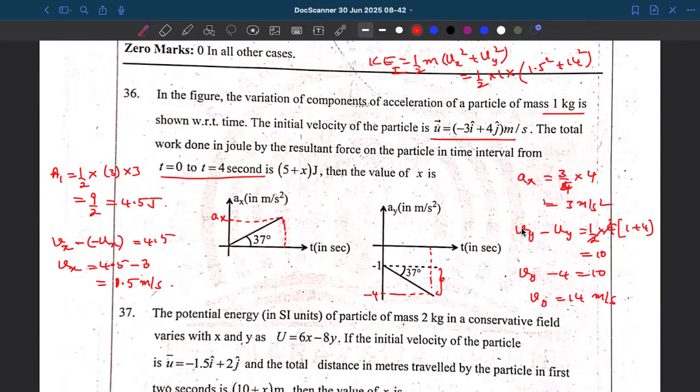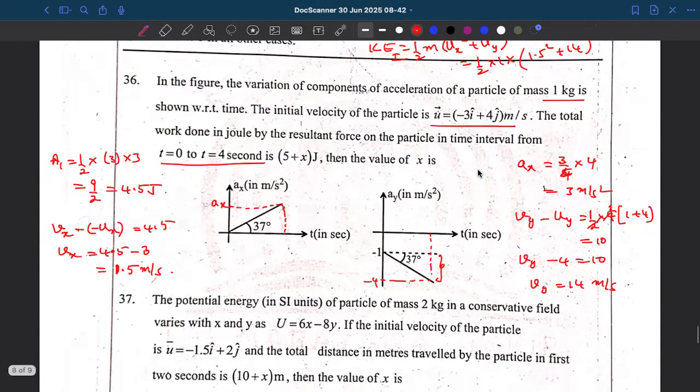So this is the final kinetic energy. The initial kinetic energy you know, half m u square. The change is what you need to find. By finding the change, you will get the answer. But the only problem with this question is calculation. This kills your time. Don't do this as first choice.